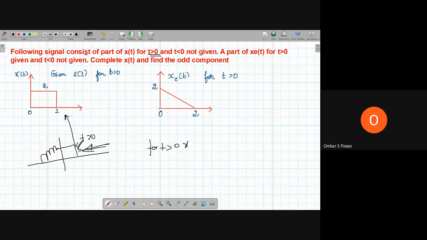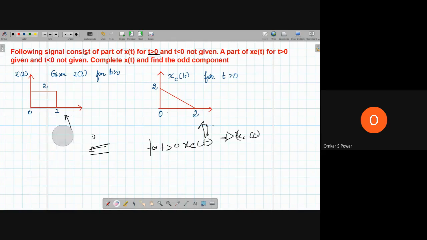So what is the even part of the signal which is given? They have given it here, and for t less than 0 no information is given. We don't know what the signal is here. So complete the full signal and find the odd component. We have to find the complete signal, and we have to find the odd component apart from this one.